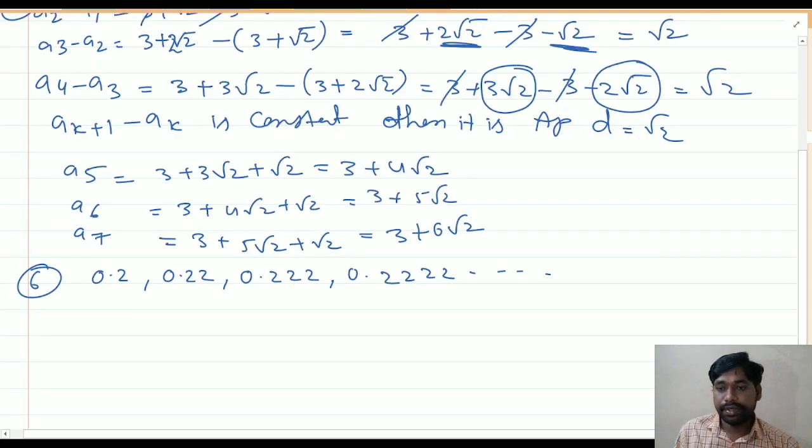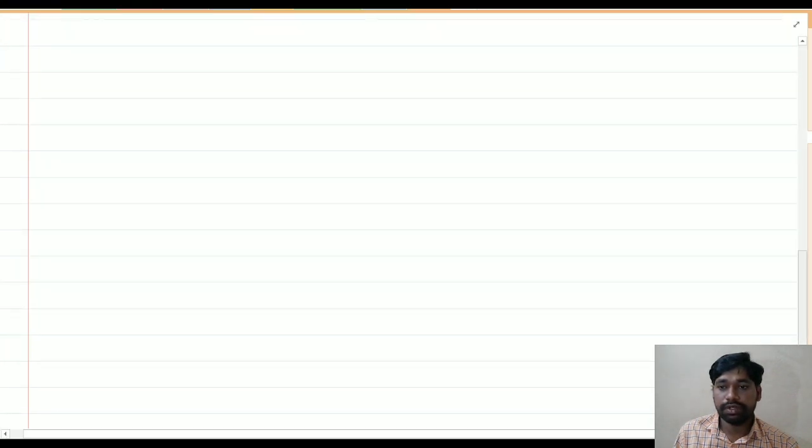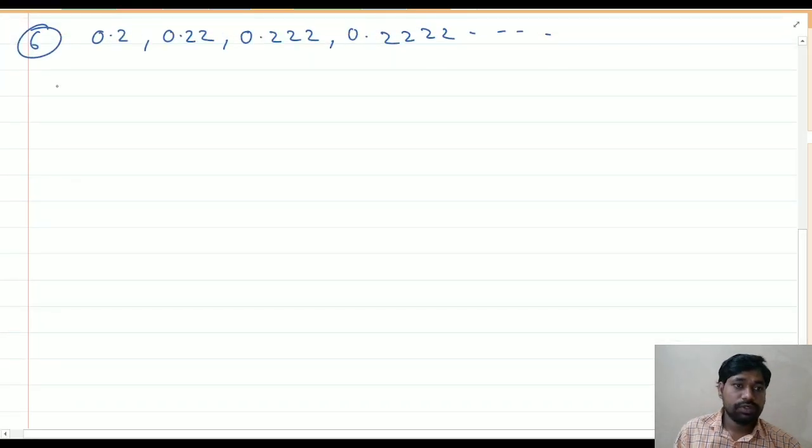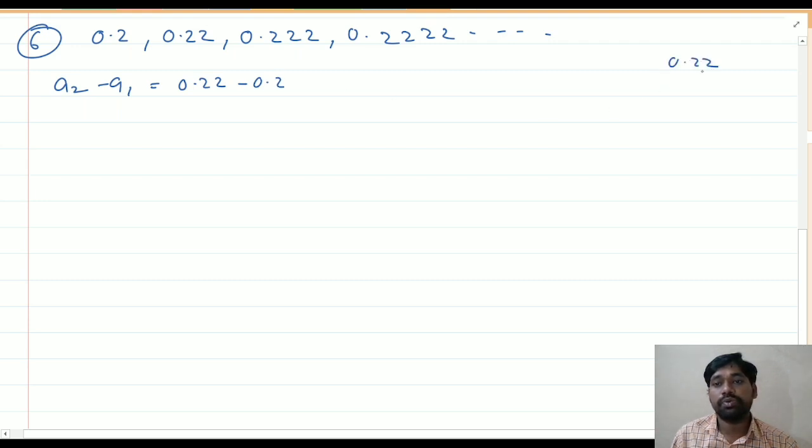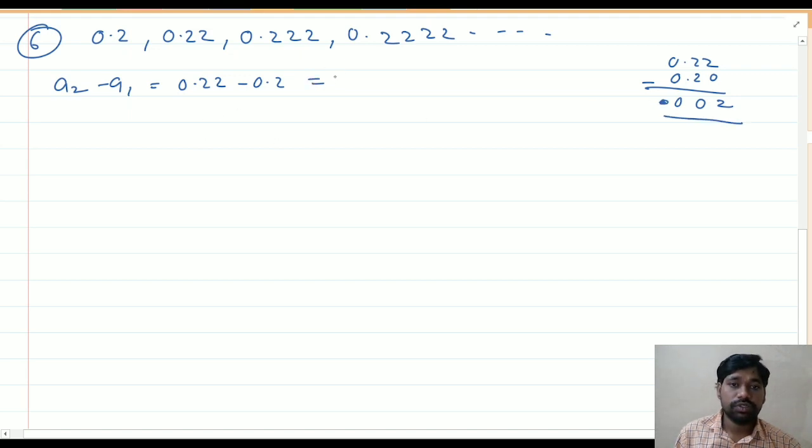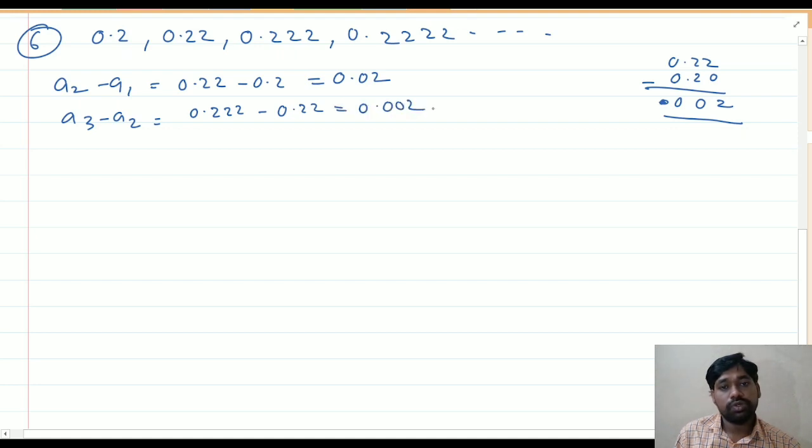So if you see the common difference, first we have to find it. A2 minus A1 is nothing but 0.22 minus 0.2. Subtract it: 0.22 minus 0.20 we can write. So it is 2 minus 0, which is nothing but 0.02. Next, A3 minus A2, if you do it, 0.222 minus 0.22, we will get 0.002.